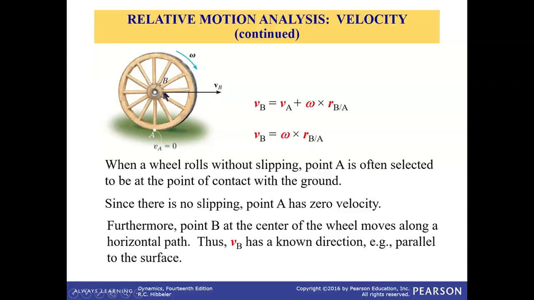Okay, you can see that B does not go up and down because it's at the center, so it just moves along the horizontal path. So thus, VB has a known direction, for example, parallel to the surface. So how can you calculate the magnitude of velocity B?